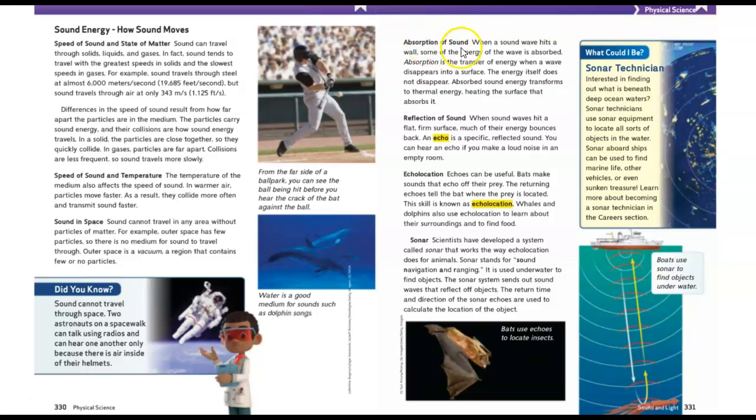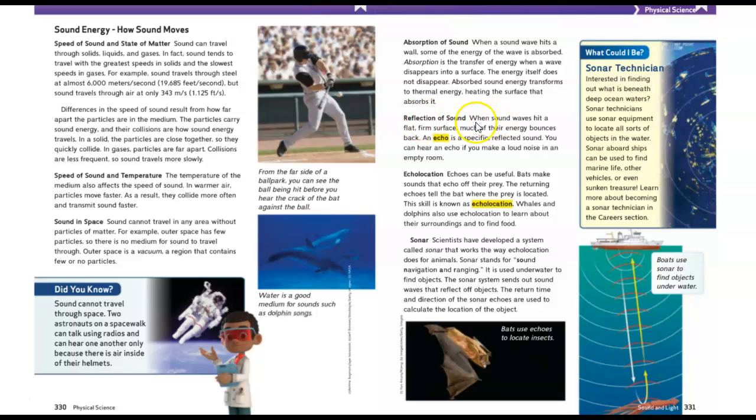All right, absorption of sound. When a sound wave hits a wall, some of the energy of the wave is absorbed. Absorption is a transfer of energy when a wave disappears into a surface. The energy itself does not disappear. Absorbed sound energy transforms to thermal energy, heating the surface that absorbs it.